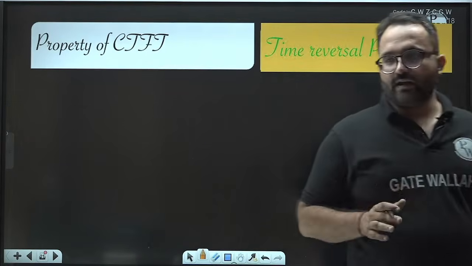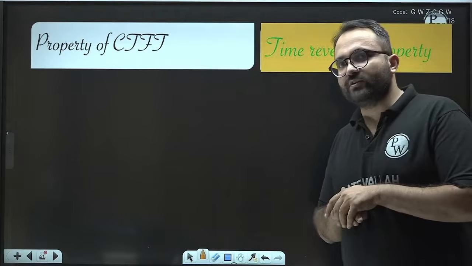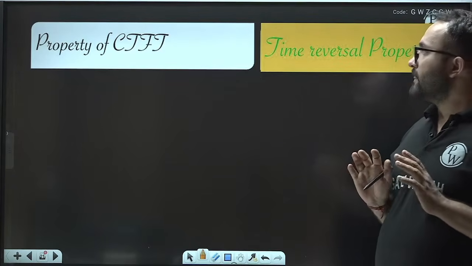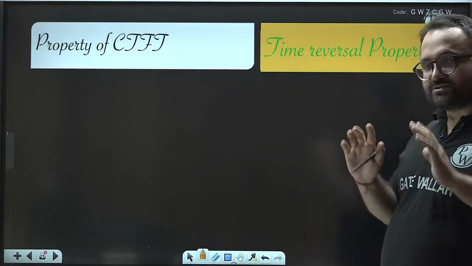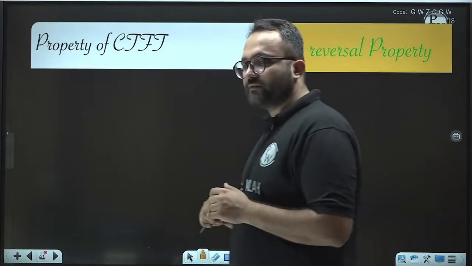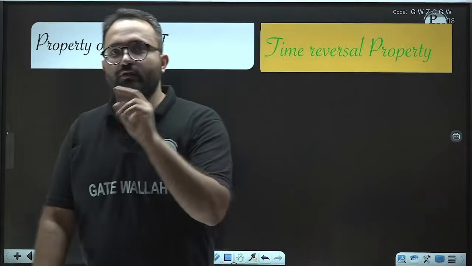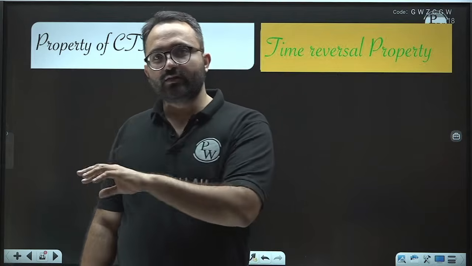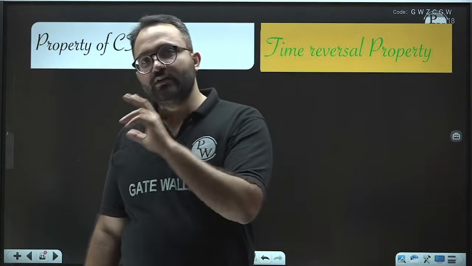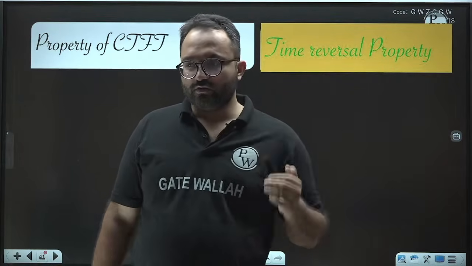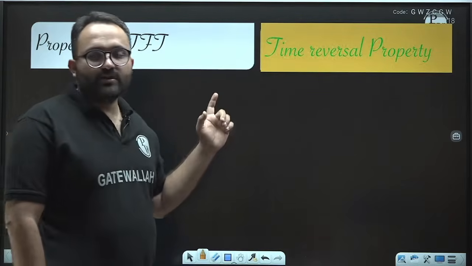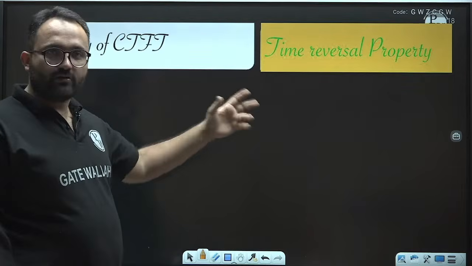Now first of all, I'd like to ask how many students remember that chart that we have drawn in Fourier series, that a real signal has conjugate symmetric Fourier series, an imaginary signal has conjugate antisymmetric, and so on. If you remember that chart, that complete chart is coming out here also. We'll draw it, don't worry.